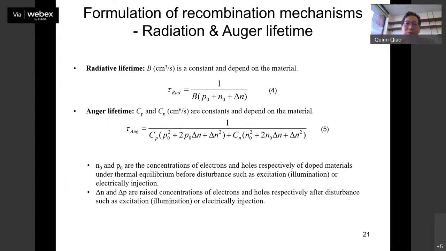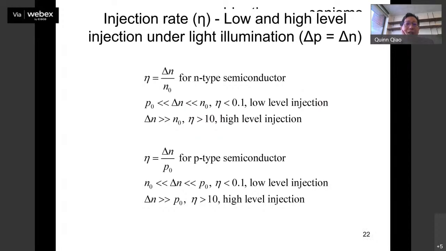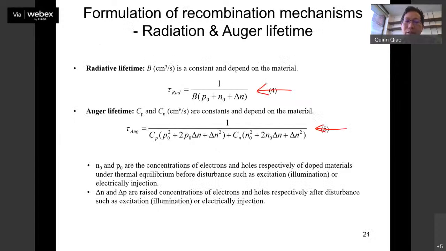So to summarize, this is the radiative band-to-band recombination. This one is Auger. The equation here is complicated. Later you can think about how to simplify these equations. Not later, right now we can do that. So typically to simplify this equation, you can compare the majority carriers and delta n.